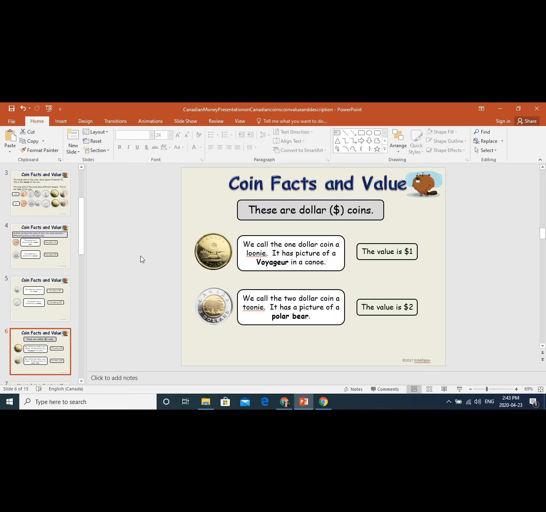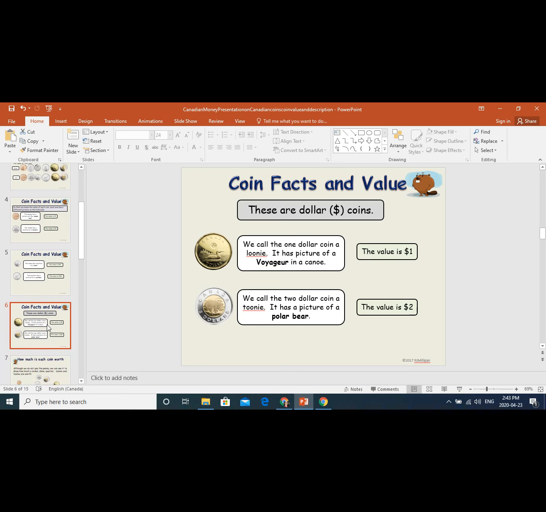Okay, moving on to our dollars. So this is a loonie. And it is worth $1. Now this is a toonie and it has a polar bear on it and it's worth $2.